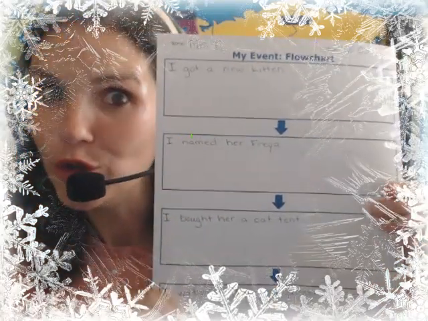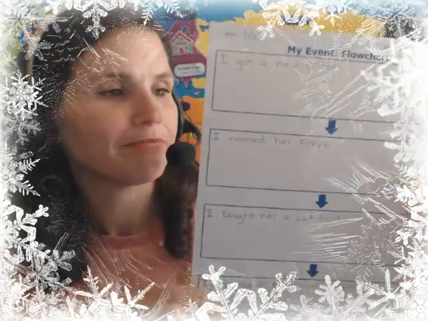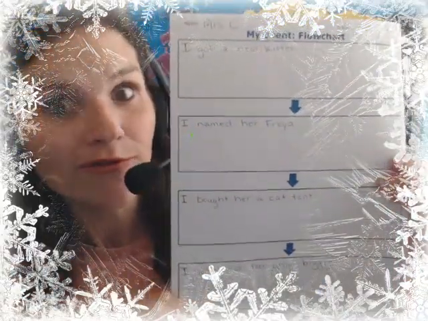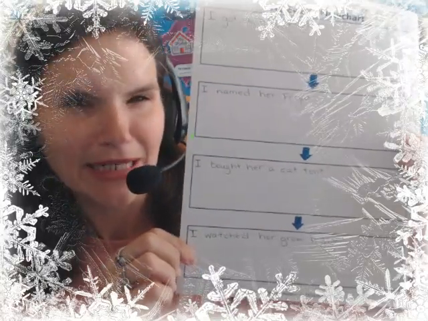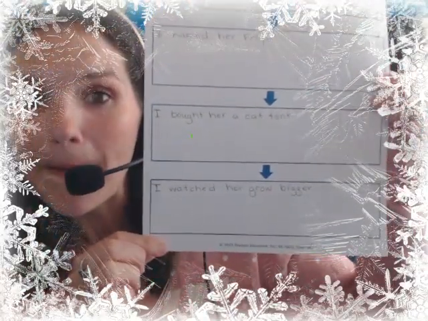I got a new kitten. I have 4 cats. I love them. So this was when I got my first one. What happened next? I named her. I named her Freya. So there's another short sentence, just 4 words. After that, I bought her a cat tent that she likes to climb in and sleep in and play in. And I watched her grow bigger.